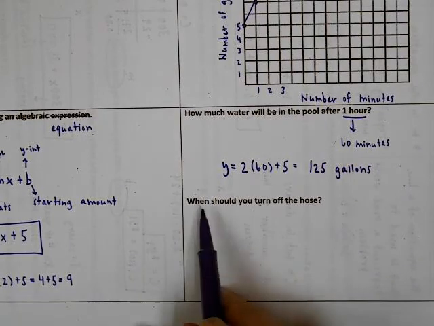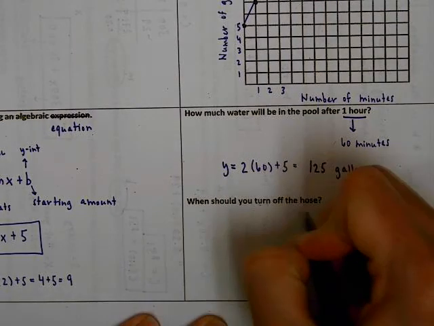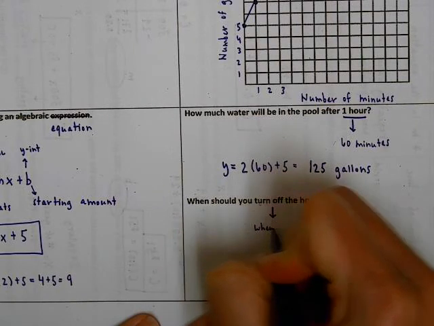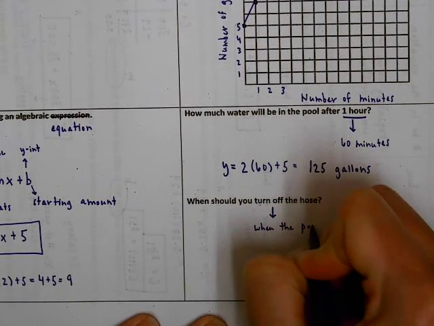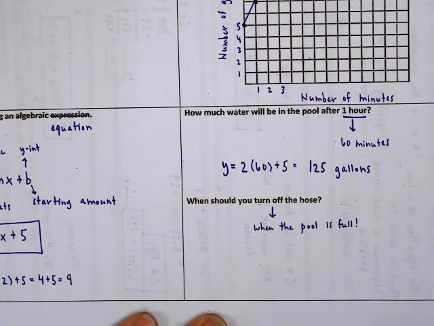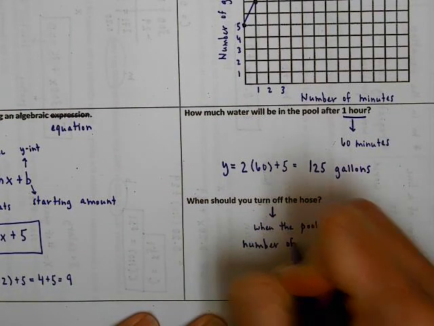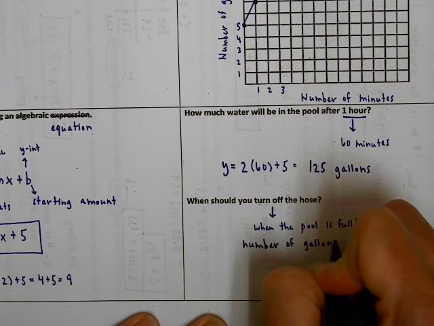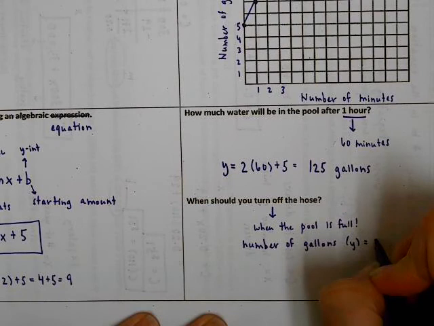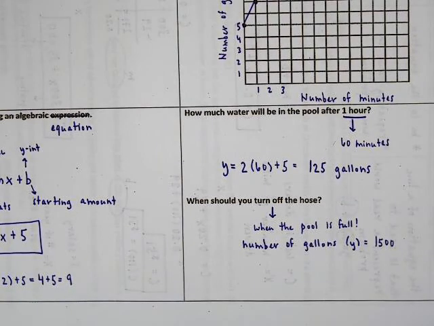Now, the next question is asking me, when should you turn off the hose? Well, it sounds silly, right? We're going to turn off the hose when the pool is full. I know that's going to happen when the number of gallons, which is y, is equal to 1,500, because that's how many gallons my pool is going to hold.